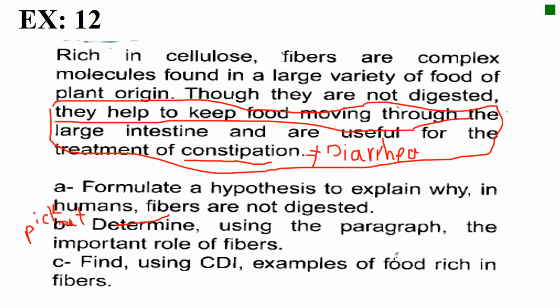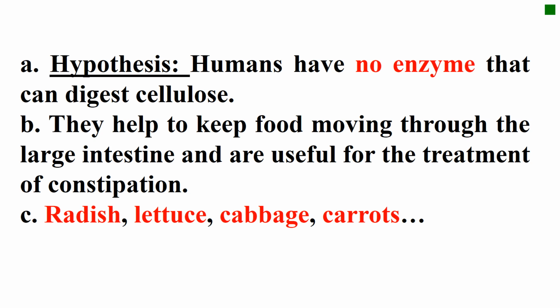Finally, part C, using CDI, so you have to look it up on the internet. Examples of food rich in fibers. We can find a variety of vegetables, a variety of fruits that are rich in fibers. I wrote in part C radish, lettuce, cabbage, carrots. I wrote some of the veggies. You can write the other fruits, other vegetables.